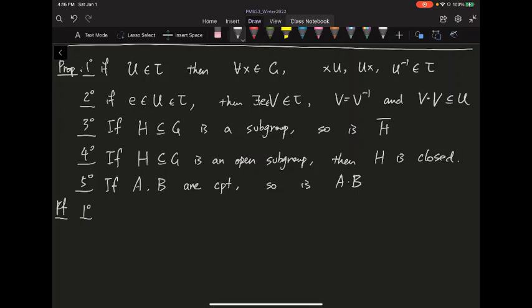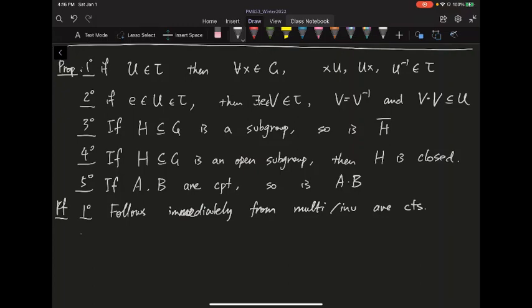So the first one follows immediately from the fact that the multiplication map and the inverse are continuous. The multiplication map is jointly continuous, so it's continuous on the product topology. But if you fix one coordinate to x, and you let the other run on G, that's again a continuous map. Okay, so that's quite clear.